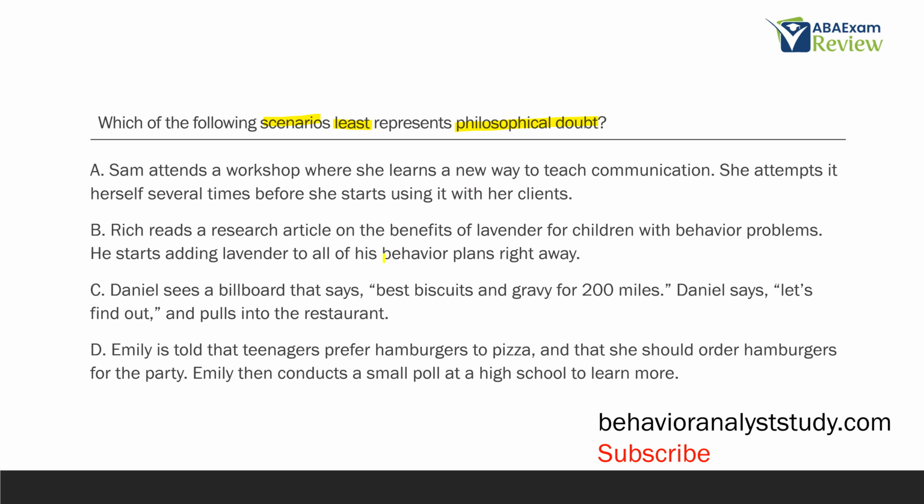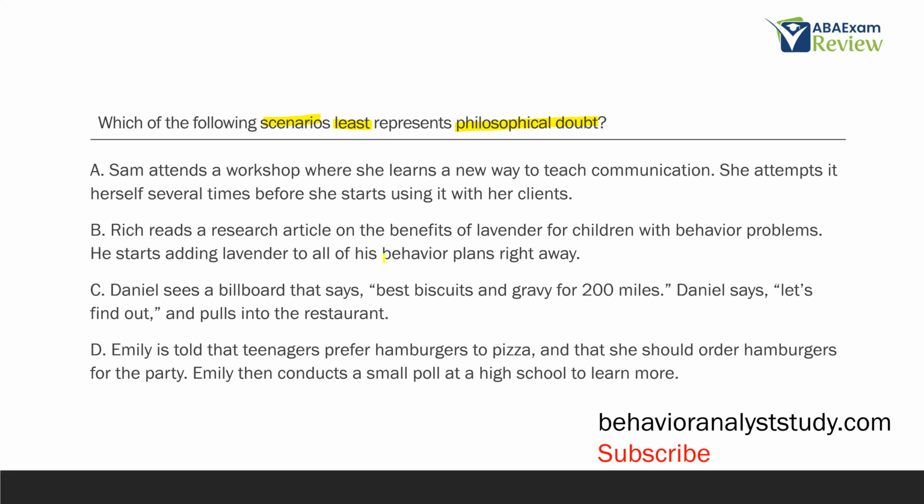B, Rich reads a research article on the benefits of lavender for children with behavior problems. He starts adding lavender to all of his behavior plans right away. Is that philosophical doubt? Well, no. Rich read a single article and then immediately just started using it in all his behavior plans. He didn't try to find another article. He didn't use it on one plan and see how it worked. He just immediately implemented it. That's not very good philosophical doubt.